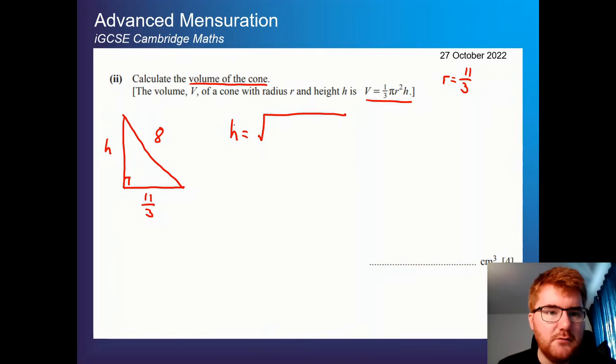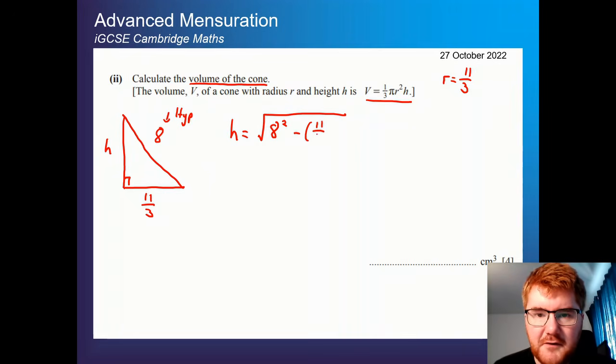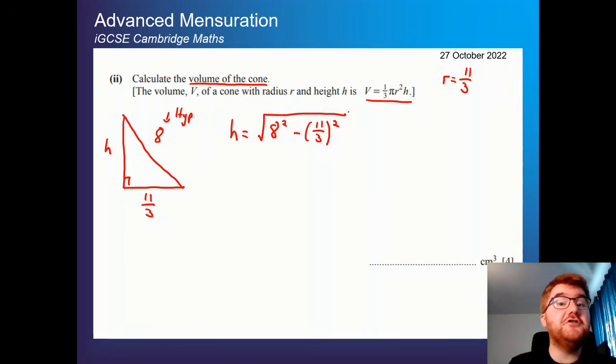So h is equal to 8 squared, remember this is the hypotenuse here, minus the smaller side squared, so 11 over 3 squared. Now notice I'm not rushing to my calculator here to actually work this out as a decimal, because I'm going to need it in the last calculation I've underlined here, but I've shown my working to guarantee 2 of the method marks.